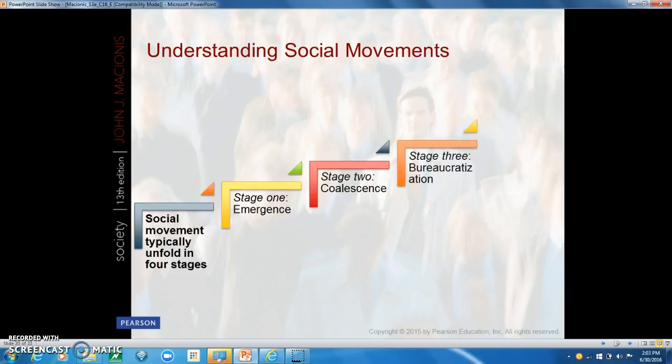Now, as social movements develop, they generally go through 4 distinct stages. Stage 1 is the emergent stage. This is characterized by agitation, a lot of unfocused restlessness, increasing disorder. And as rumors get out that there's some kind of dissatisfaction in society, people become increasingly susceptible to the appeals of agitators. Then we move into stage 2, which is coalescence.